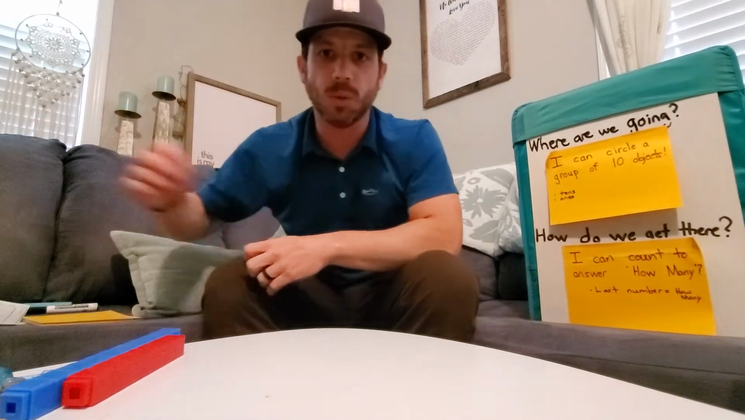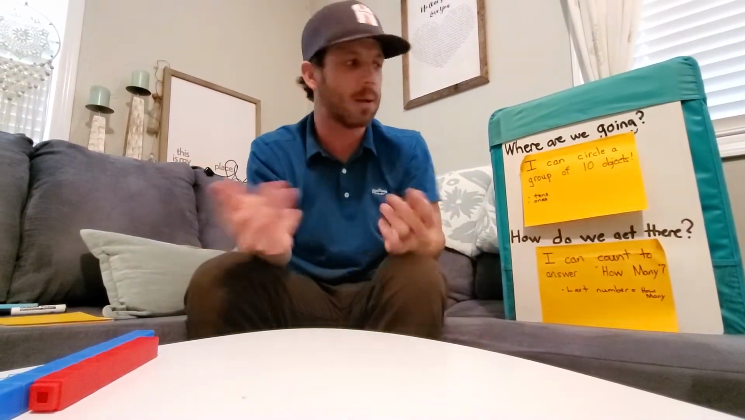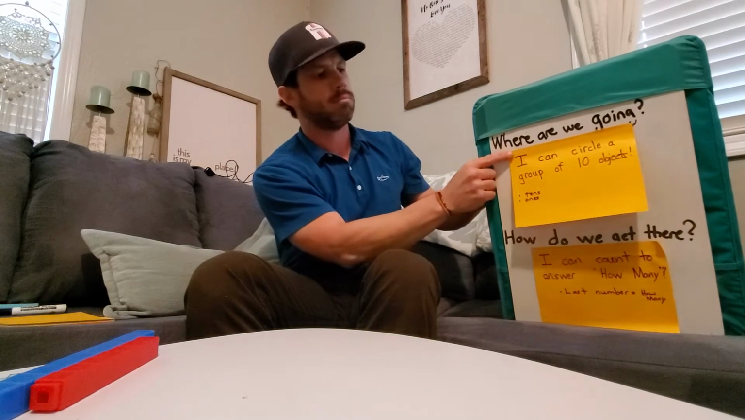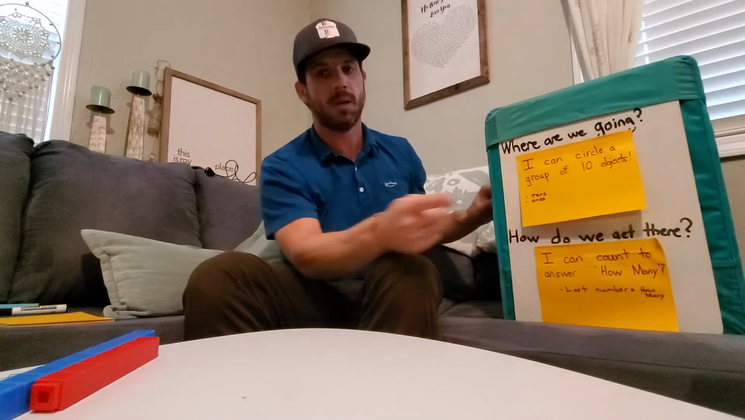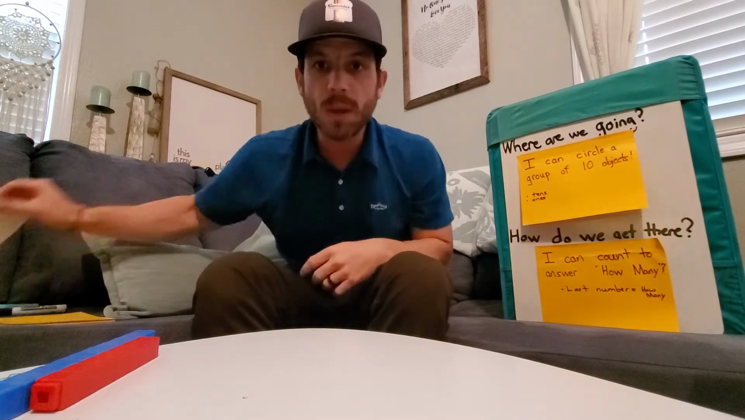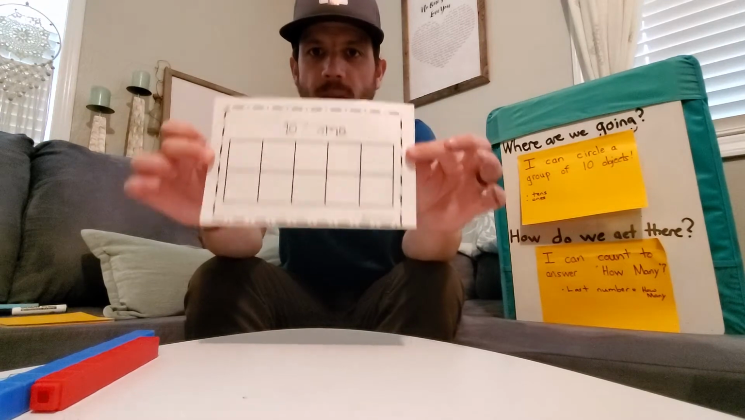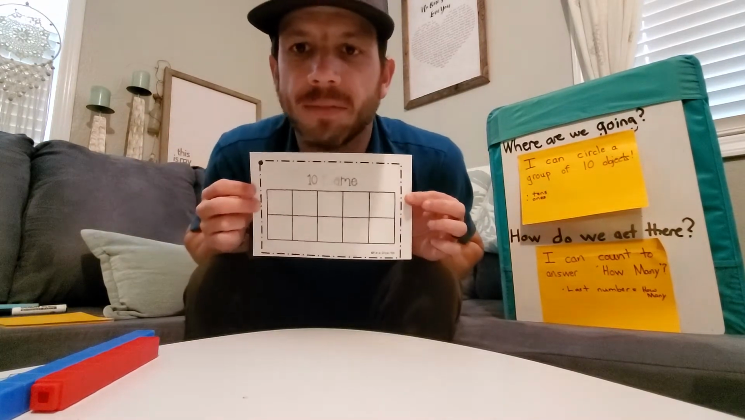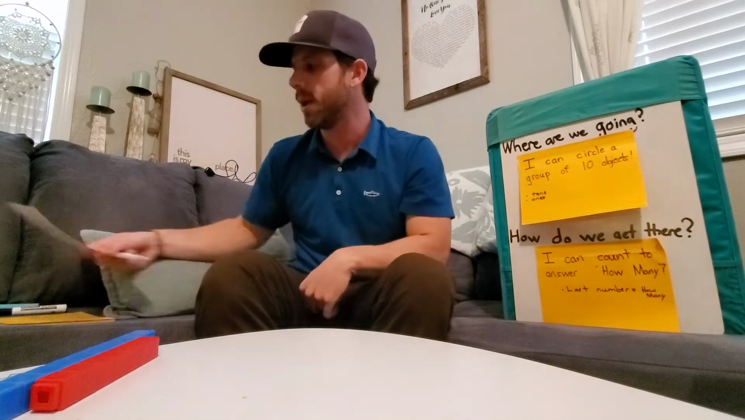Remember, I told you we are going to be counting and circling how many objects? I can count, I can circle a group of 10 objects. You're right. Well, we use something that helps us do that. You guys know it. It's called a 10 frame. But you may not have a 10 frame at home. But guess what? Don't worry about that. I'm going to show you how to make one really quick.